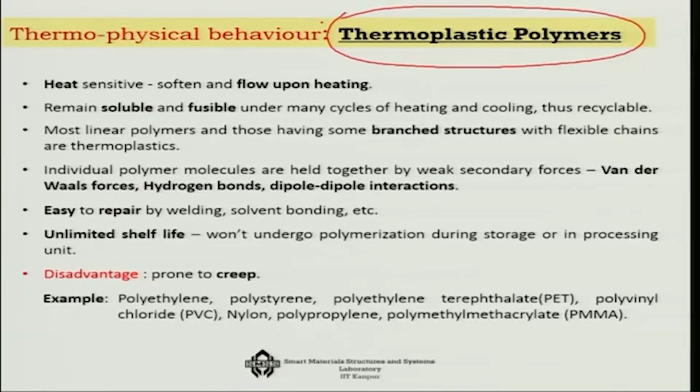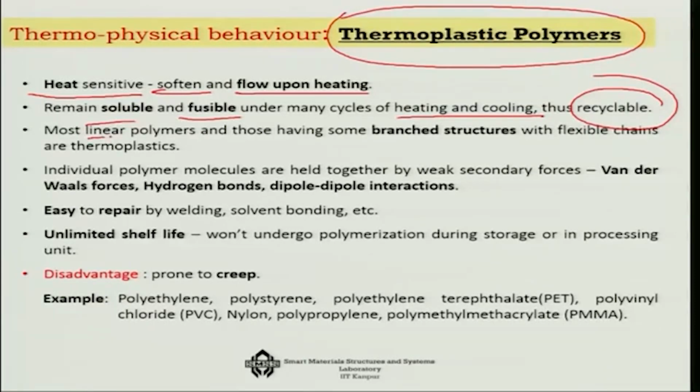Now, thermoplastic polymers, because of their nature that they are linear or at most branched, are heat sensitive. They soften and actually flow upon heating. It is very easy for one chain to slide over the other, and I told you that they are soluble and fusible. Under many cycles of heating and cooling, they are recyclable. So, thermoplastic polymers are greener in comparison to thermoset polymers.